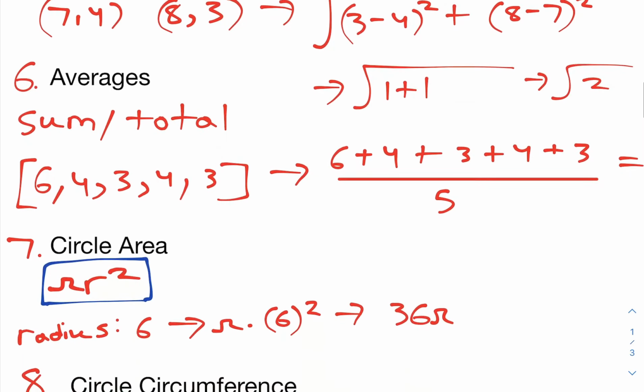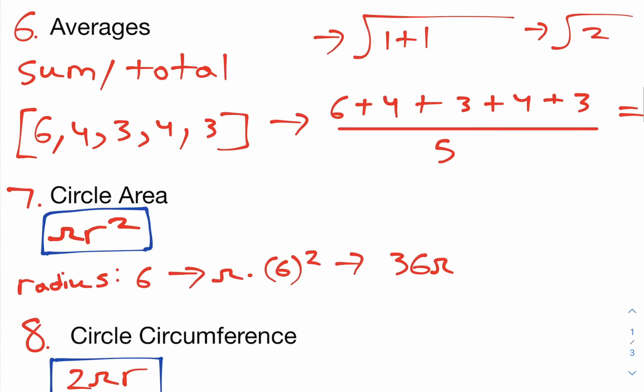The sixth formula to know is averages. Now averages can pretty much be summed up as the sum divided by the total, which means that if I have a list of numbers or quantities, I'm going to figure out what the total sum is and divide it by the total number of elements in the list.